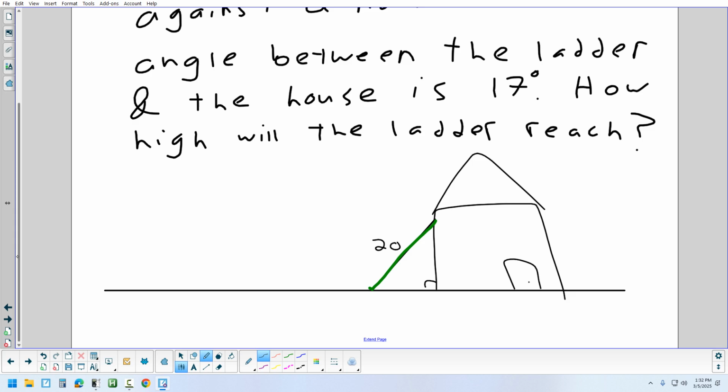The top one? Up here? No, in our right triangle. Oh, the right triangle. Oh, yes. It's the angle between the ladder and the house. If they said the angle between the ladder and the ground, then we'd be talking about the angle that's over here.